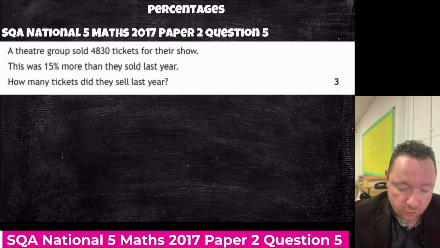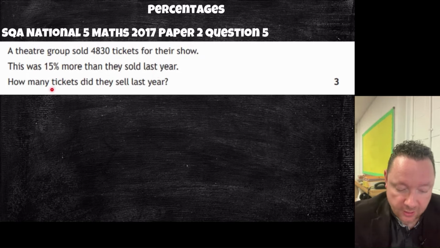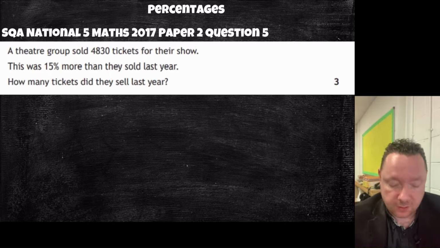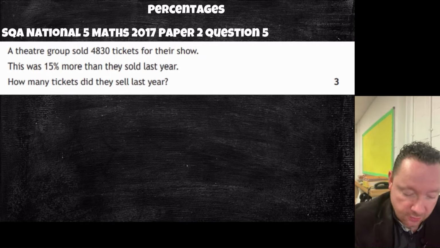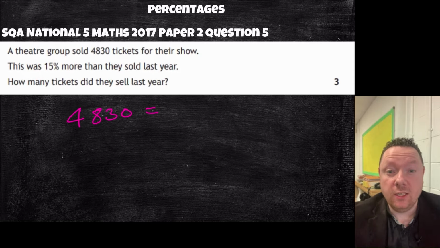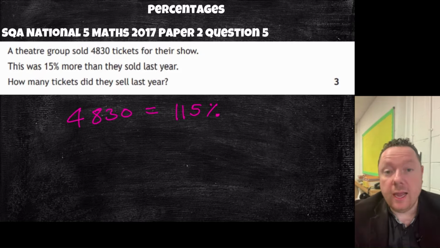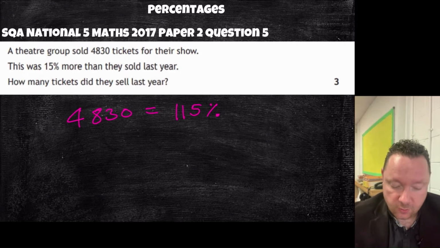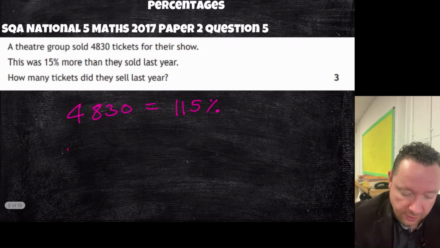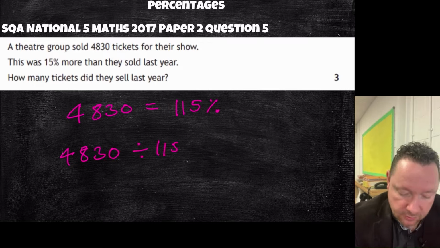4,830 tickets for the show. This is 15% more than last year. How many tickets did they sell last year? So this is a reverse percentage question. You need to realise that 4,830 tickets represents 15% more than last year. So if last year was 100%, this year is 115%. So the easiest way then to get 100%, which is how much was sold last year, is divide by 115 and times by 100. So 4,830 divided by 115 times 100.